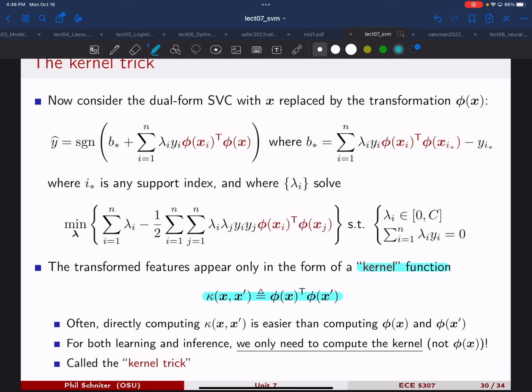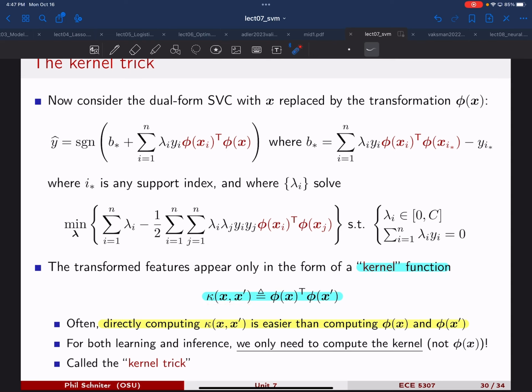The whole point is that directly computing kappa is easier than computing the individual transformations and then taking their inner product like you have here. This is called the kernel trick. If you do this, you bypass the need to ever explicitly define phi or work in a very high dimensional, possibly infinite dimensional space. So this is how the support vector machine comes about. I'm explaining it from the perspective of feature transformation, but at the end of the day, we never actually build an explicit feature transformation. The thing we build explicitly is the kernel.